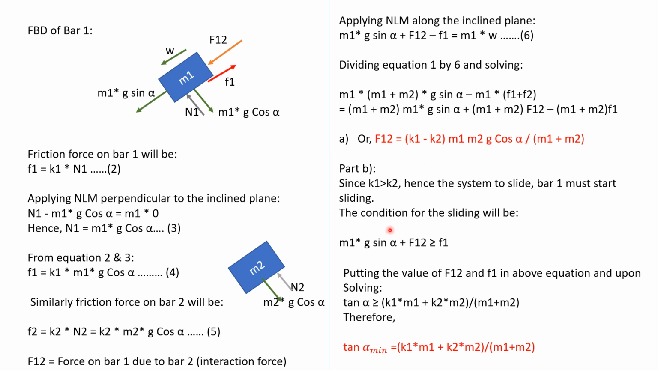Now part B. Since K1 is greater than K2, for the system to slide, bar 1 must start sliding. If bar 1 does not start sliding, then bar 2 will not be able to slide. So the condition for sliding is that along the direction of the inclined plane downwards, the forces should be greater than or equal to the friction force. So m1 g sine alpha plus F12 should be greater than or equal to F1. F12 we can put from here, and F1 we can put from here.